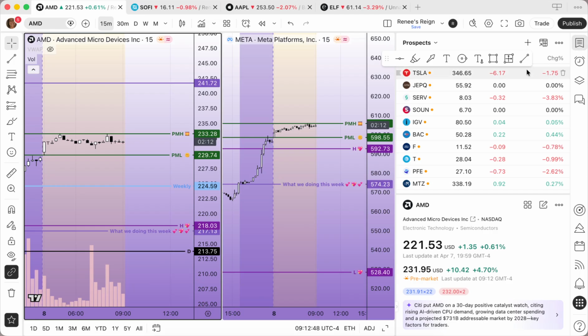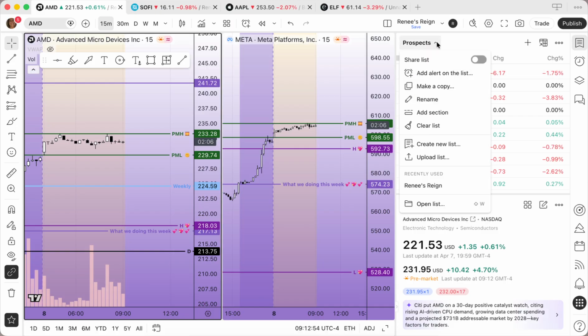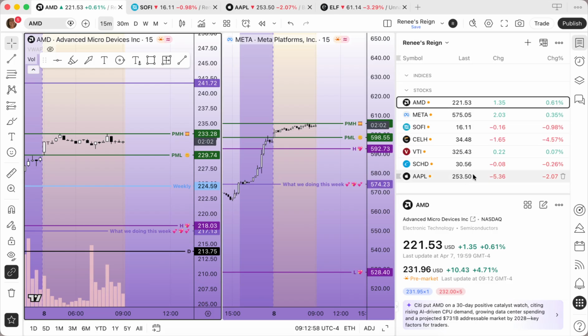Let me remove my drawing tool over here for a second. Prospects, and then I have Renee's Rain. And these are the particular assets that I watch a lot closer. And you can see I don't have tons of companies. I have my VTI, which I do actually own, and that's my total market index fund. So I just keep an eye on them, but you see they're lower on the list because I want to keep them on my radar.